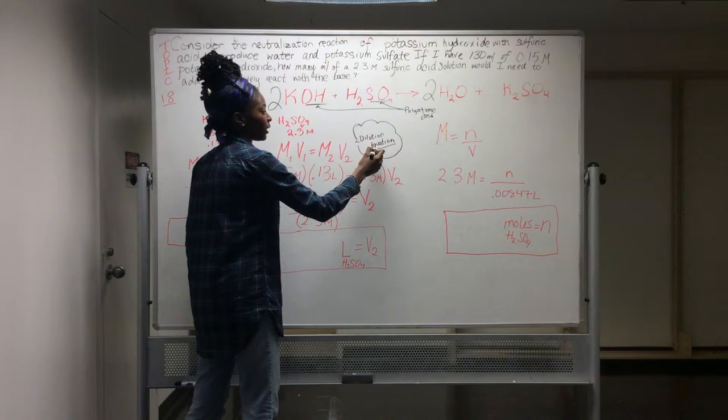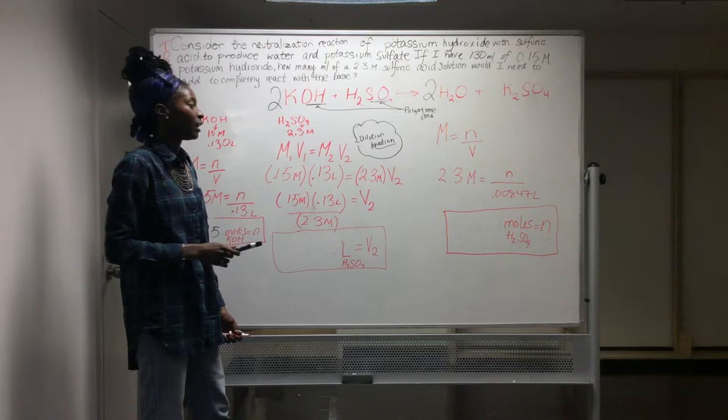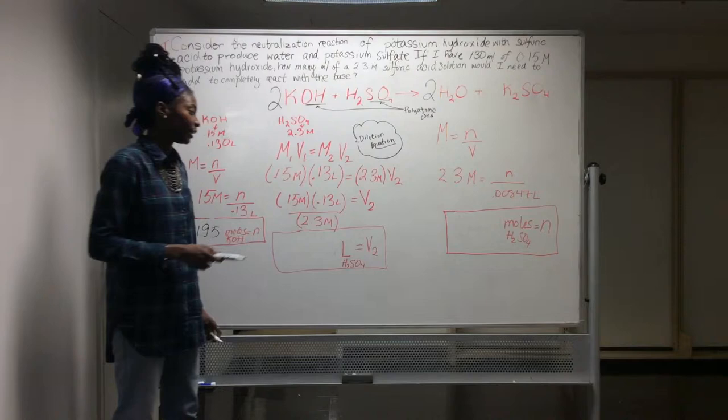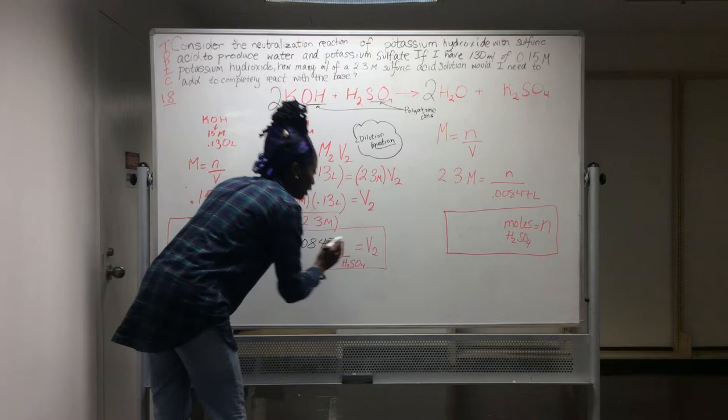We use the molarity given in the question for H2SO4 to put into the dilution equation, where M1 and V1 is the liters and molarity of KOH, and M2 and V2 is the molarity and liters of H2SO4. We isolate V2 because that's what we're trying to solve. So we multiply 0.15 and 0.13 and then divide that answer by 2.3, which gives us 0.00847 liters of H2SO4.